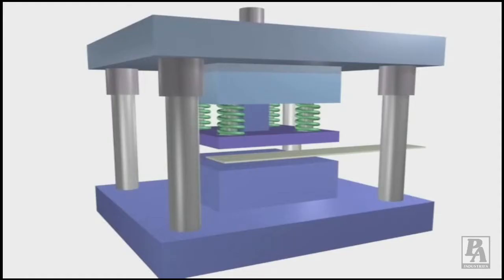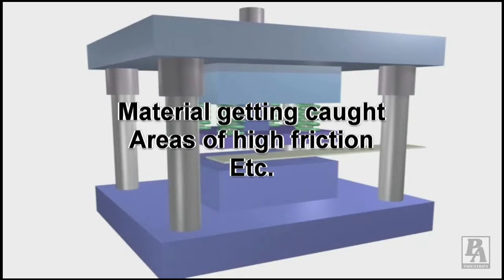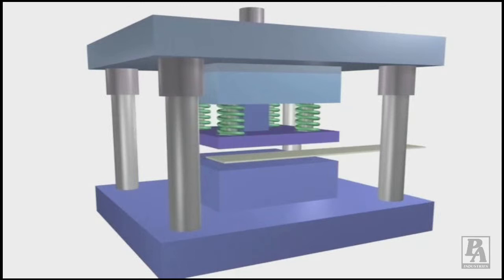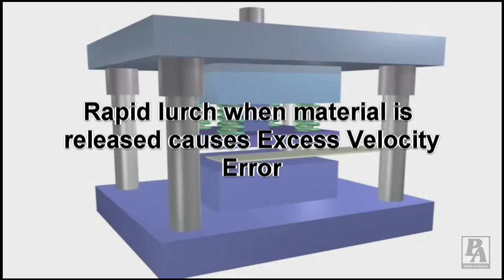Lastly, be sure to check the material progression through the feeder and the die. Look to see if there is anywhere the material could be getting bound up or caught. Material binding, as well as any timing issues, could cause very brief moments of impedance on motion. And once the material breaks free, the motor lurches forward or backward, which is detected as an excess velocity error.